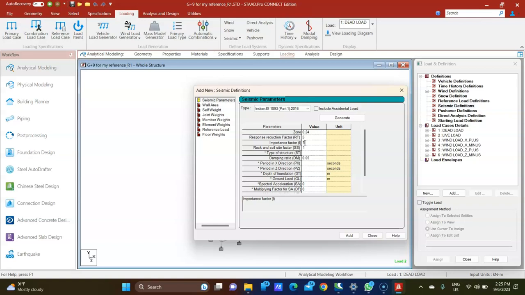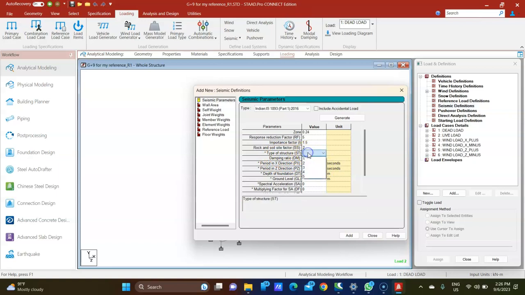I can consider this building as an important building from our point of view. Right? 1.5 is mentioned, no? Then no problem, 1.5. Okay, if it is mentioned, then 1.5. And type of soil? Medium. Type of medium means you put it 2.